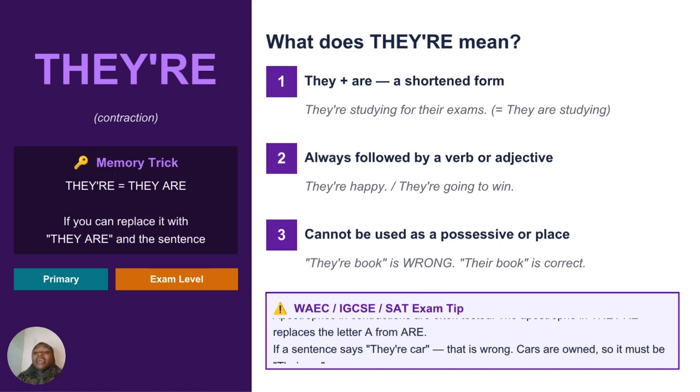If you can replace the word in the sentence with they are and it still makes perfect sense, then they're is correct. For example, they're studying for their exams means they are studying. Exam tip: watch out for sentences like they're car. If you expand it, it says they are car, which makes no sense. Since a car is something people own, you must use the possessive: their car.